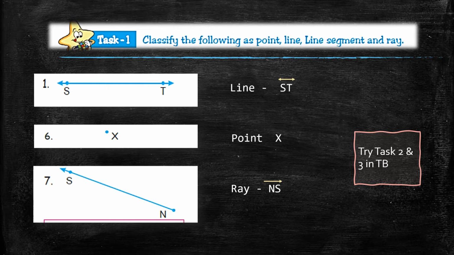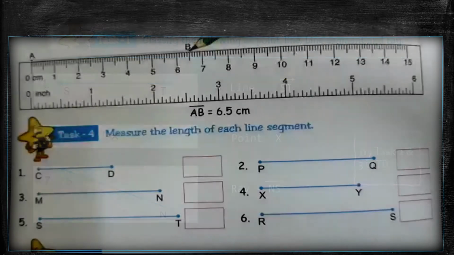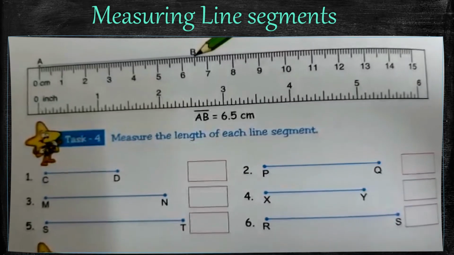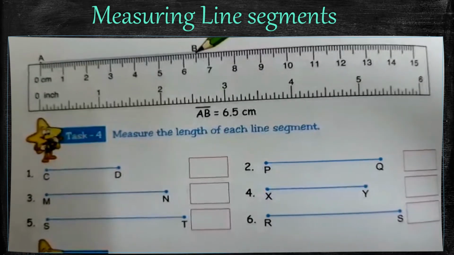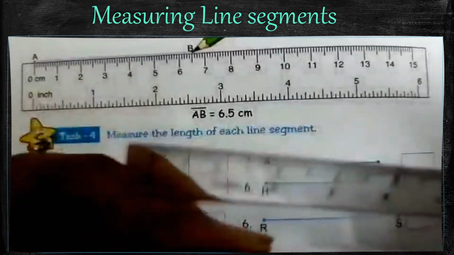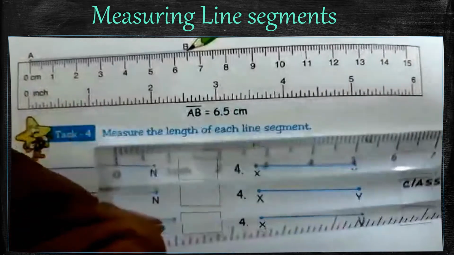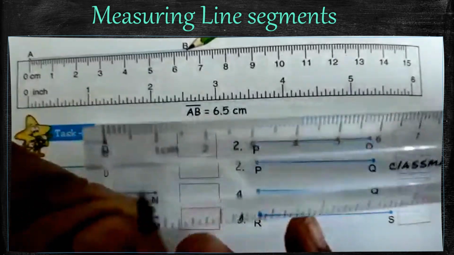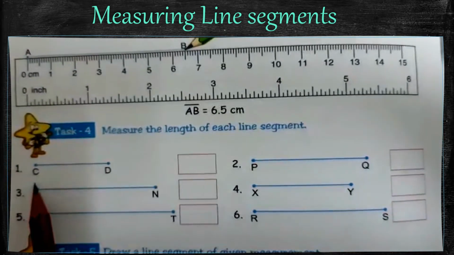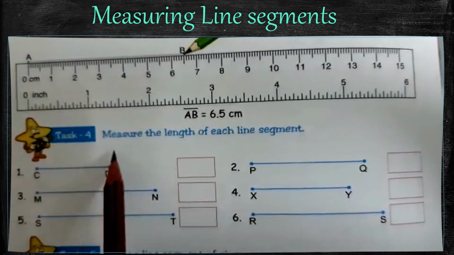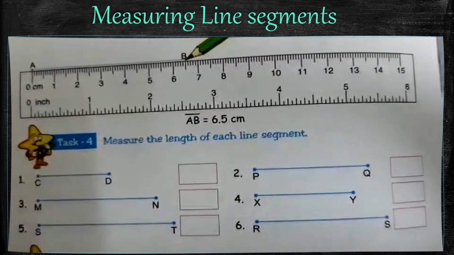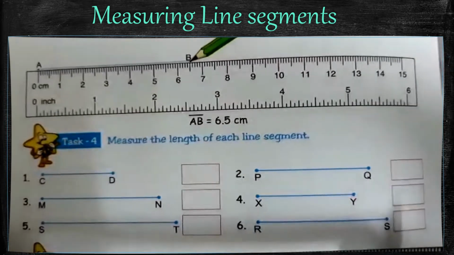Next we are going to see how to measure line segments. Now I am going to show you how to measure a line segment using the ruler. So take your ruler. We should always start measuring any line segment from 0 centimeter. Now consider the first sum of Part C task 4, page number 4 of your textbook. Listen carefully to how to measure the line segment.